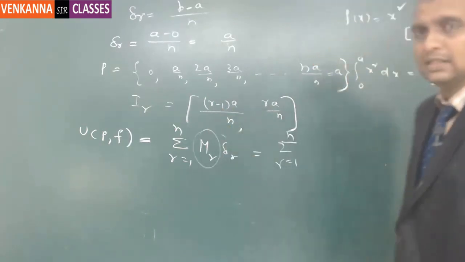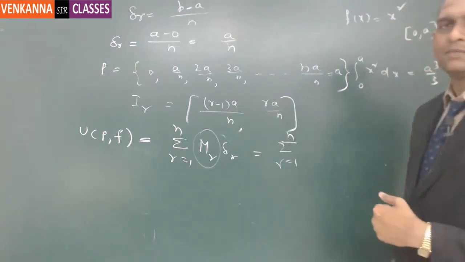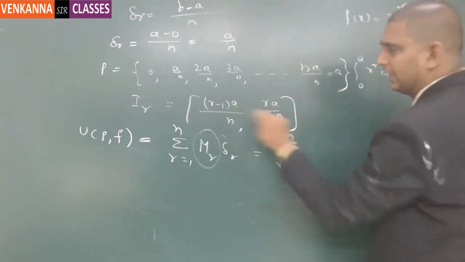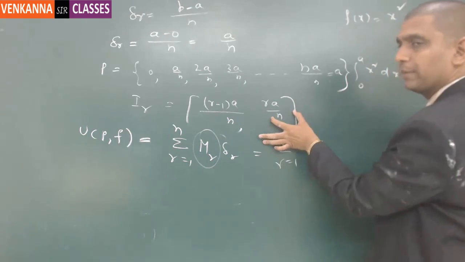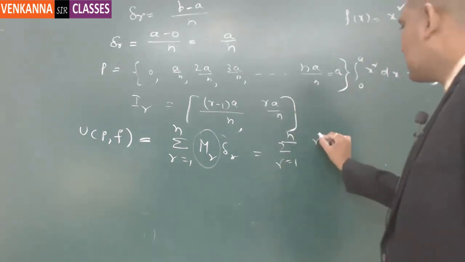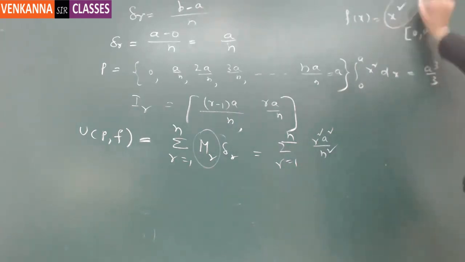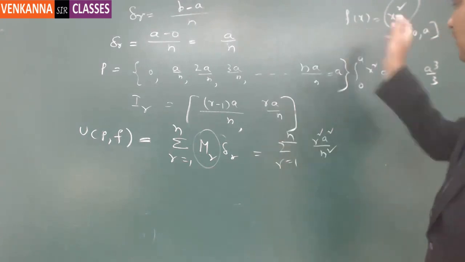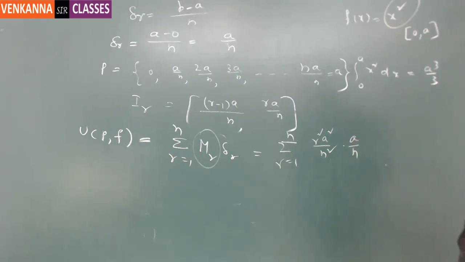M_r means the function value which is biggest in the subinterval you have taken. Since it is an increasing function, in this subinterval the first value gives the infimum and the last value gives the supremum. So M_r is nothing but r square a square by n square. How have I taken it? Because the function is x square, substitute ra by n in the function. And delta_r is nothing but a by n. So it is nothing but a cube by n cube into summation r is equal to 1 to n r square.